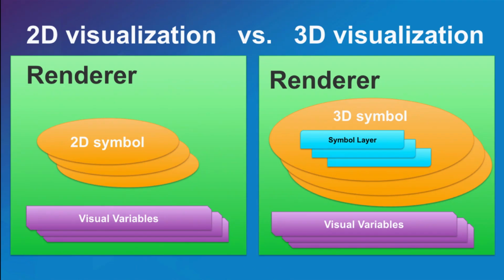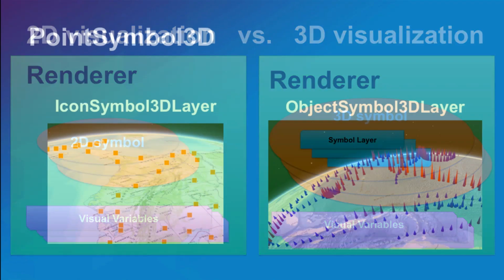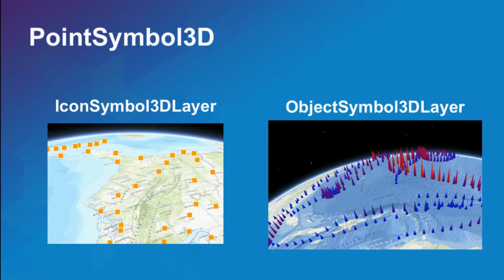So again, this slide just reinforces the concept that you have these symbol layers within the 3D symbol. The 3D symbol itself doesn't do a whole lot. It's just a container. So most of the properties you define will be on the symbol layer level. And then of course there are visual variables, which we'll get into in a bit. But first let's go through each symbol type and the different options you have available to you.